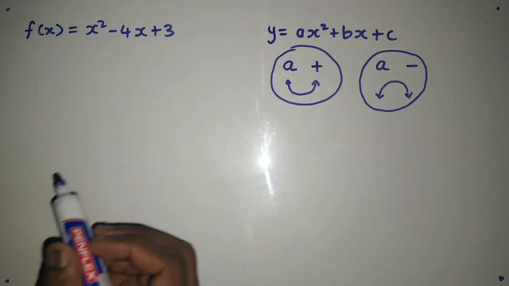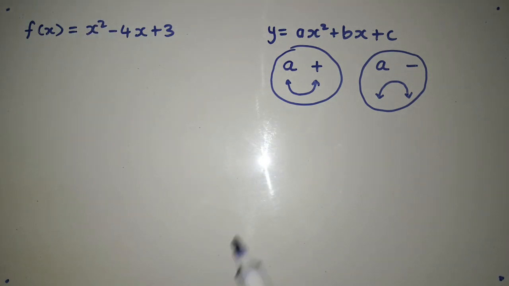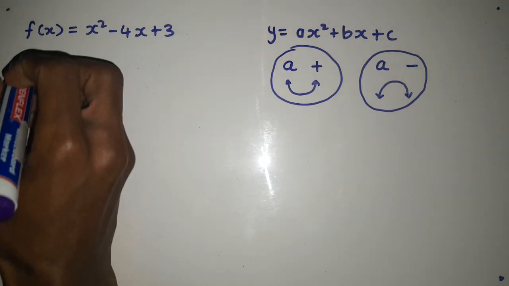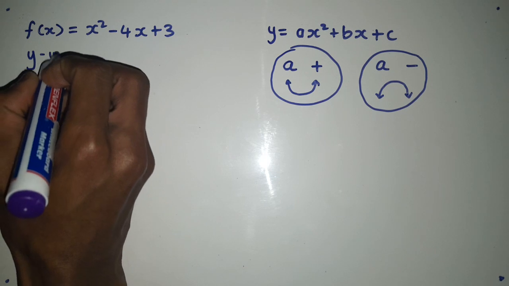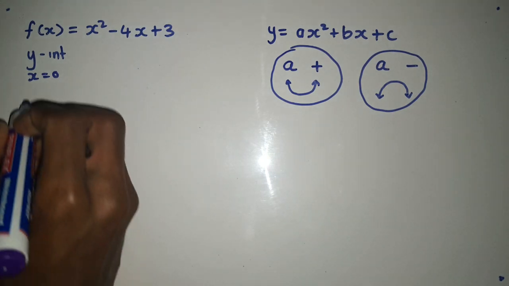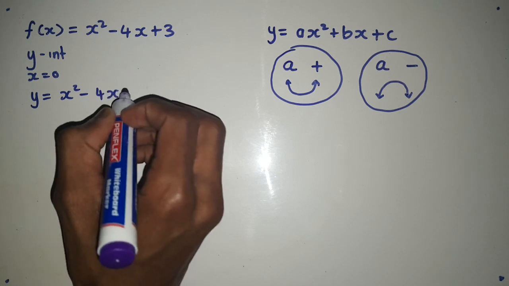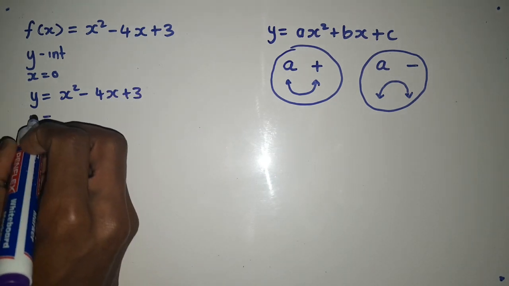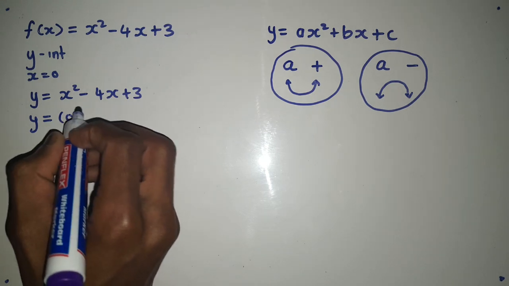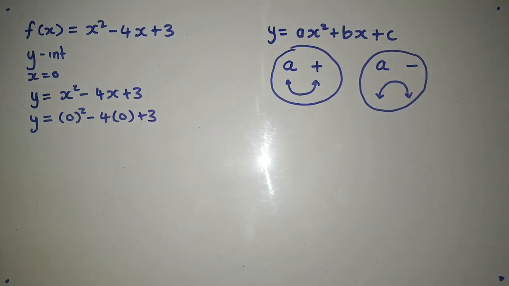Now check. The coefficient of x squared in this is 1, which is positive. We expect a happy face like this. Firstly, we are going to find our y-intercept. We know that for the y-intercept, we let x be 0. Then y equals x squared minus 4x plus 3. Where we see x, we substitute 0 squared minus 4(0) plus 3.